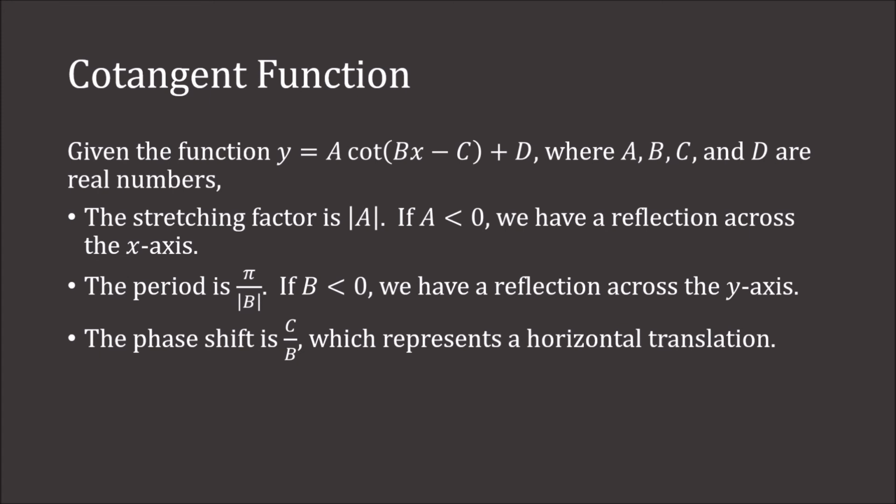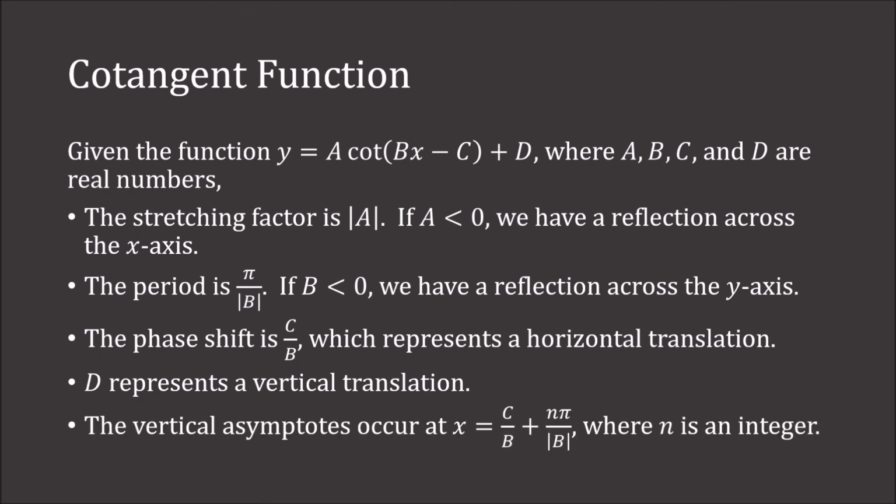The phase shift is c over b, which represents a horizontal translation. D represents a vertical translation. And finally, the vertical asymptotes occur at x equals c over b plus n pi over the absolute value of b, where n is an integer.